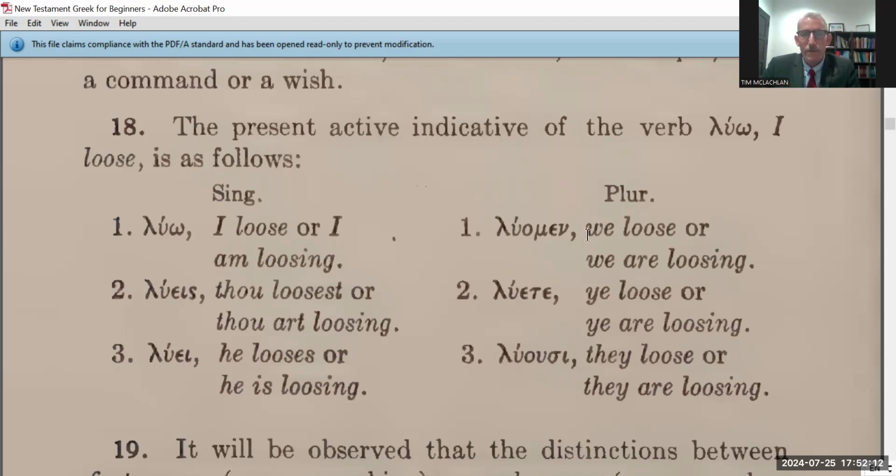See, we have luo men here, which means we. So obviously that's telling you that the subject is here, and the subject is we. But again, this is present active indicative. See, the present is the tense, the active voice.